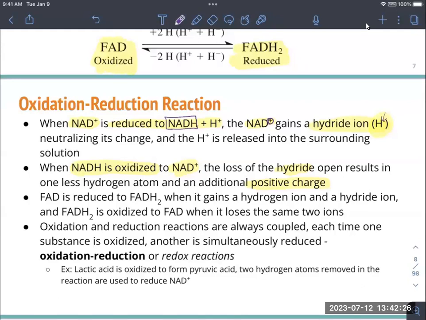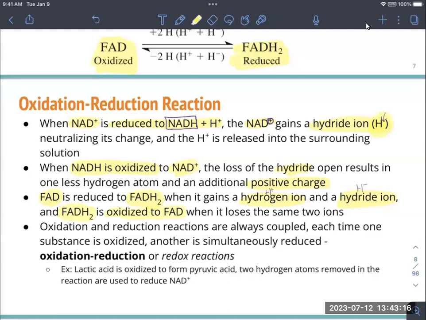FAD, flavin, is reduced to FADH2. It's going to gain a hydrogen atom, and it gains a hydride atom. That hydrogen is a plus, that hydride is that negative. So that plus and that minus, +1 -1 is 0, is a neutral charge in this case. So that's what gives us the FADH2 with no charge. FADH2 can be oxidized into FAD. It's going to lose that hydrogen and that hydride.